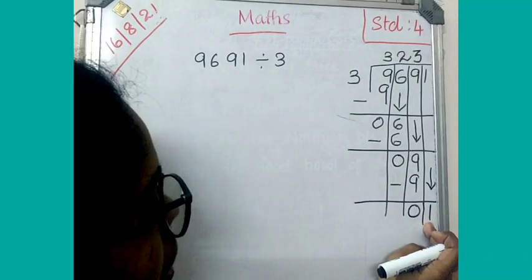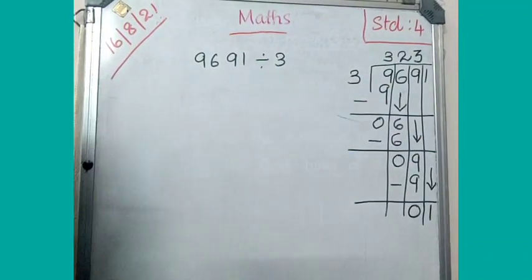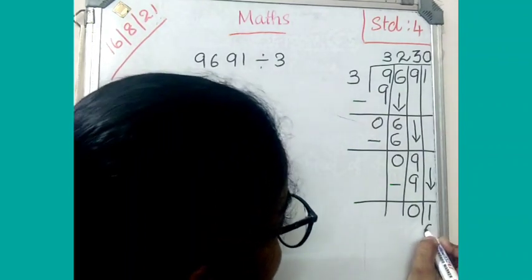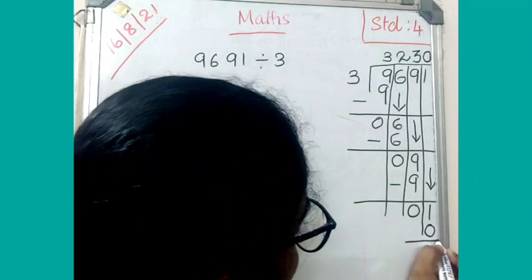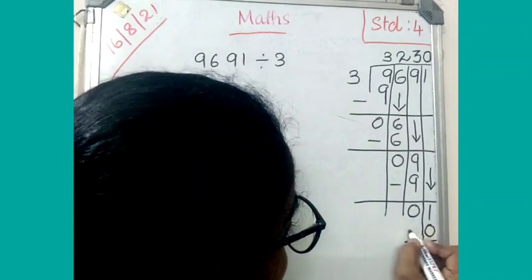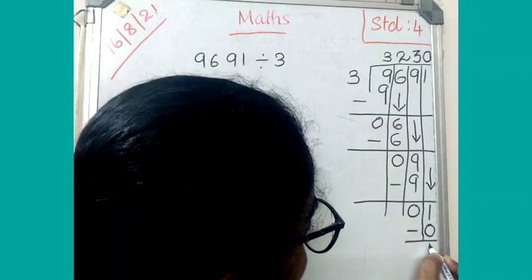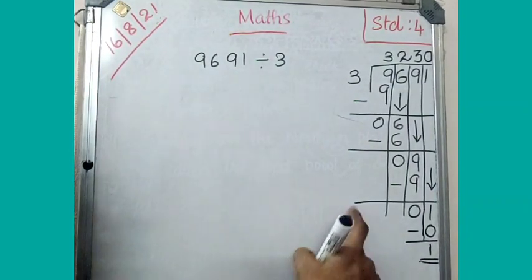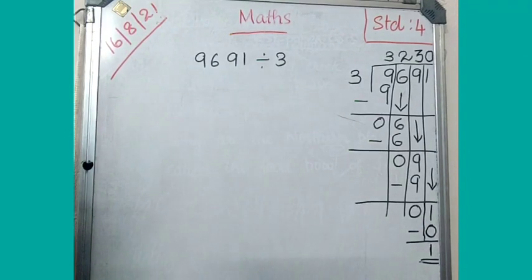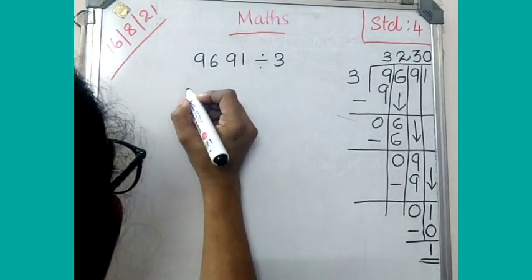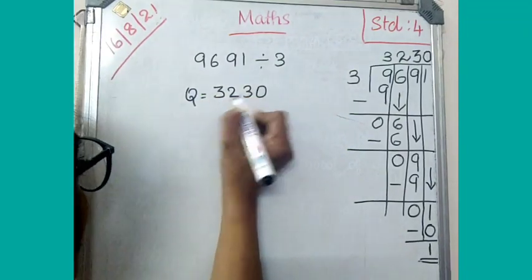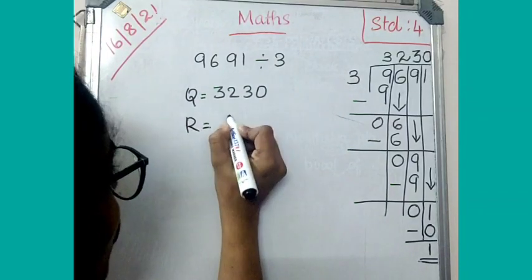Bringing down 1 here. Look here. How many times 3 in 1? No. Division is not possible. So we put 0 here. 3 into 0, 0. Then subtract, 1 minus 0, 1. Then in this way we get the remainder. This is the actual division. You have to correct it. Okay, so our quotient is 3230 and the remainder is 1.